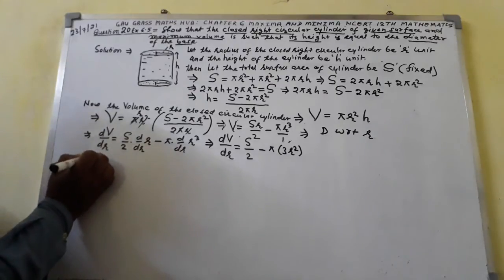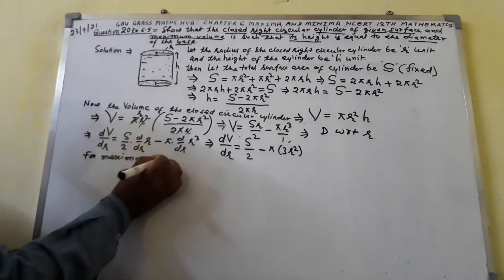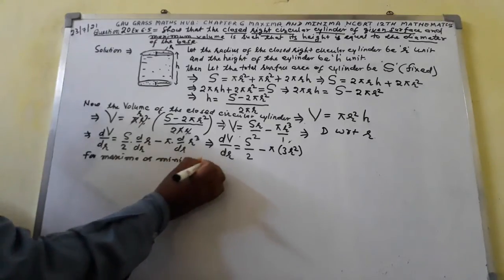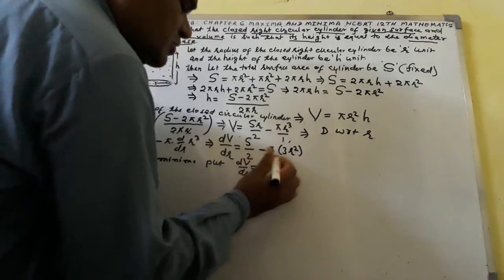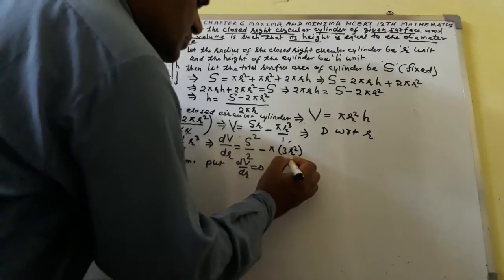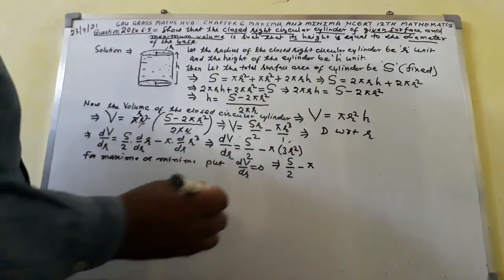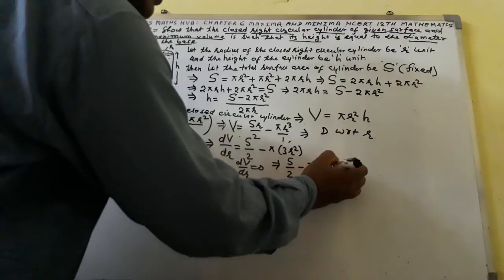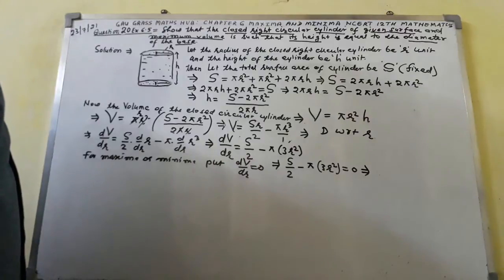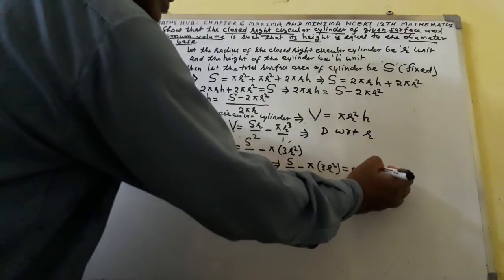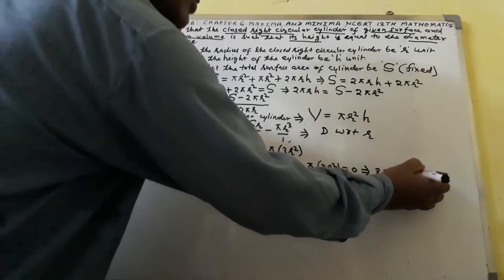Here again I shall write for maxima or minima, put dV over dr equal to 0, implied that S by 2 minus pi times 3 r square equal to 0, implied that 3 pi r square equal to S by 2.